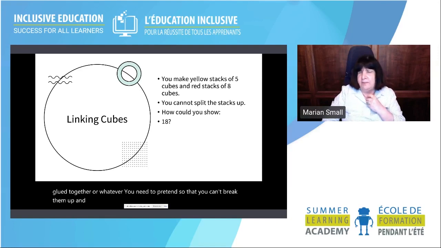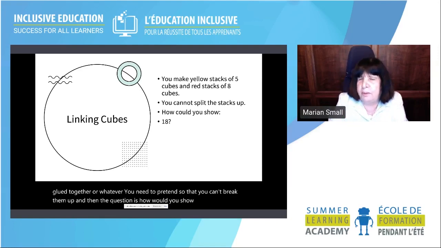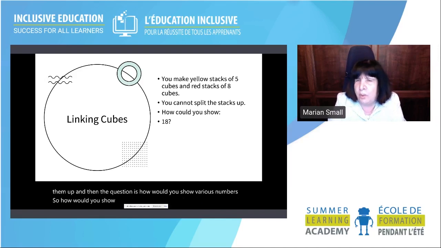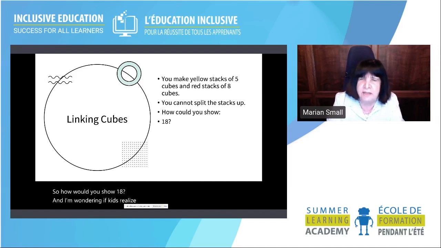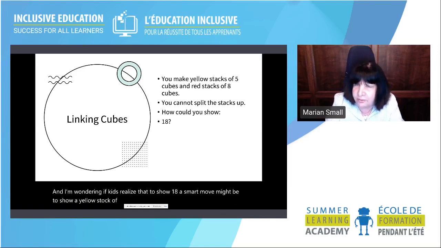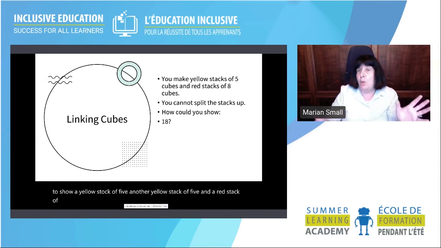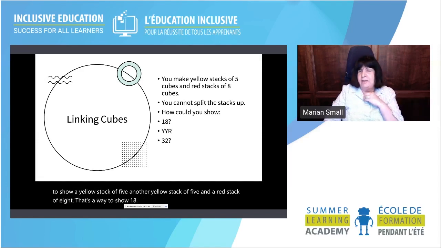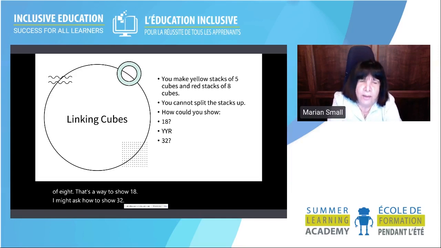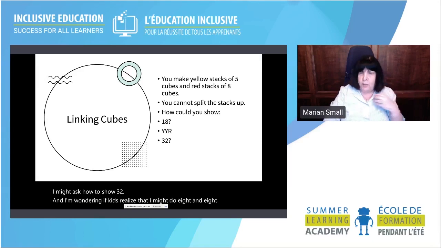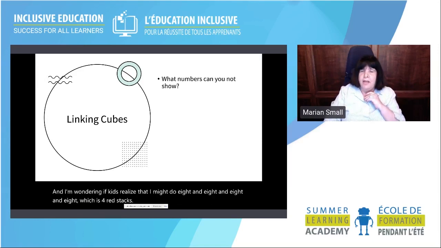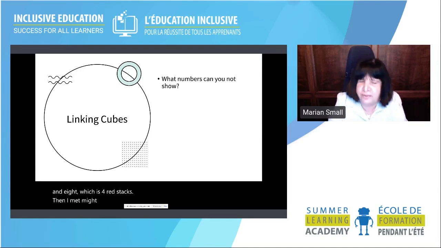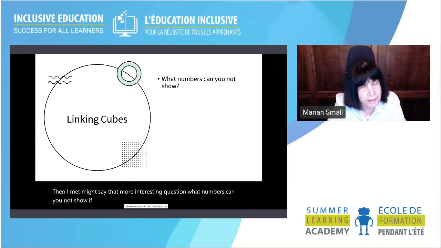And then the question is, how would you show various numbers? So how would you show 18? And I'm wondering if kids realize that to show 18, a smart move might be to show a yellow stack of 5, another yellow stack of 5, and a red stack of 8. That's a way to show 18. I might ask how to show 32. And I'm wondering if kids realize that I might do 8 and 8 and 8 and 8, which is 4 red stacks. Then I might say the more interesting question, what numbers can you not show if you're not allowed to break up the stacks?